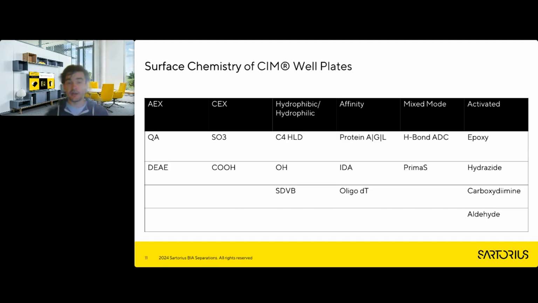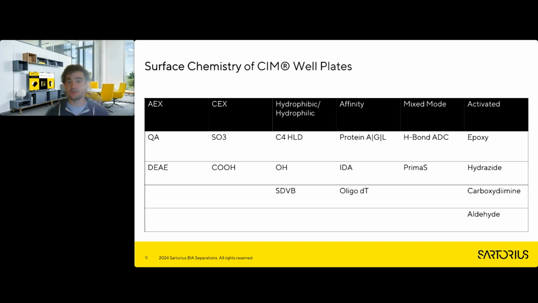We offer a wide variety of surface chemistries in SIM plates. We offer different anion exchangers: strong anion exchanger, quaternary amine, and weak anion exchanger, DEAE. Different cation exchangers: SO3, COOH. Different hydrophobic and hydrophilic chemistries: butyl high ligand density, OH, which is our neutral ligand that we use under hydrophobic conditions, and our SDVB chemistry. This is a reverse phase chemistry that we use for polishing of mRNA.